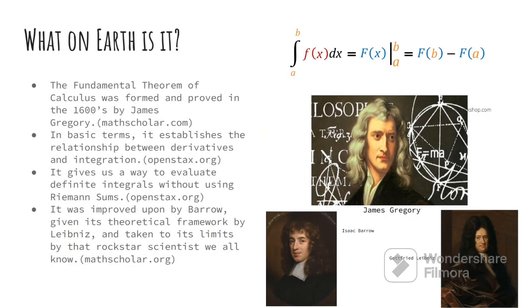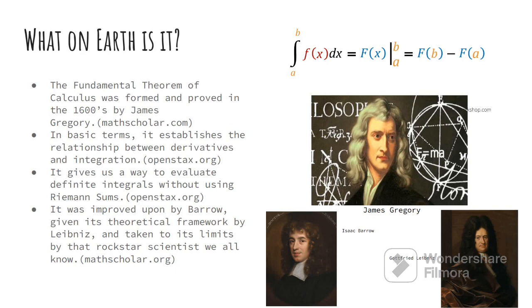What on earth is the fundamental theorem of calculus? Well, it was formed and proved by James Gregory in the 1600s. He basically described it as the relationship between derivatives and integration, and it is a way for us to define definite integrals without using Riemann sums, basically making everybody's lives just that much easier. This was improved upon by Isaac Barrow, giving his own improved form, which slightly changed a little from the original. And then it was improved on even more by Gottfried Leibniz, who took this further and, in fact, coined the phrase the fundamental theorem of calculus.